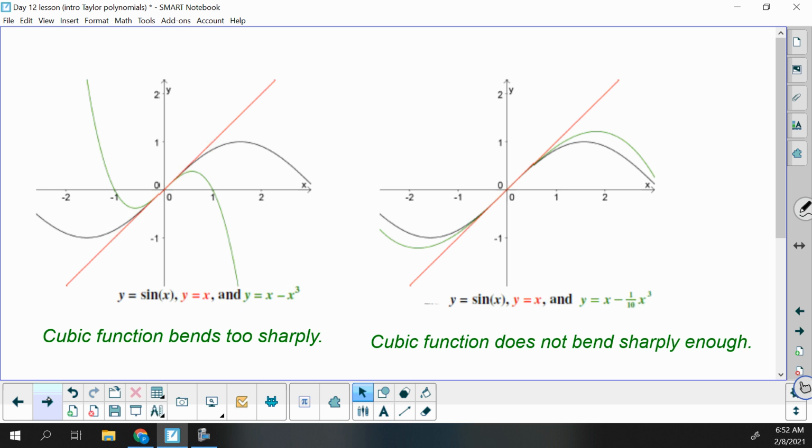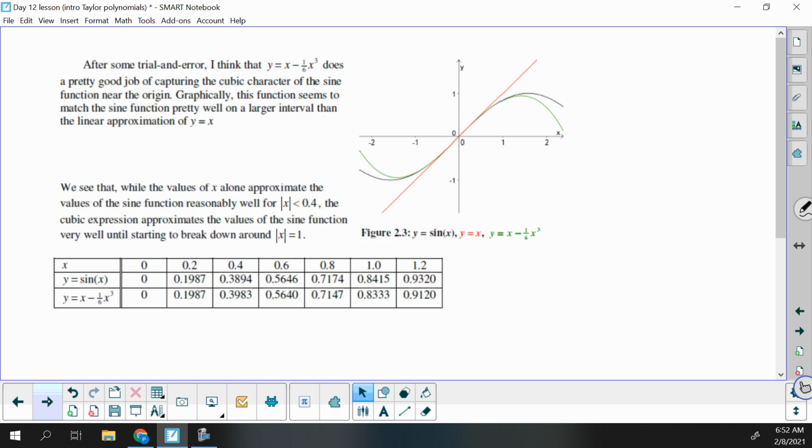Well, notice now that green function, our polynomial, it's not bending enough. Sine is bending too much. So if you play around for a bit, something that would seem to work kind of nice would be something like negative 1/6. If you look at the bend of that, it seems to hold on to the sine graph for longer than the negative 1 did. And it's not above the bend like the negative 1/10 is. So it looks like negative 1/6 is better than those other two.